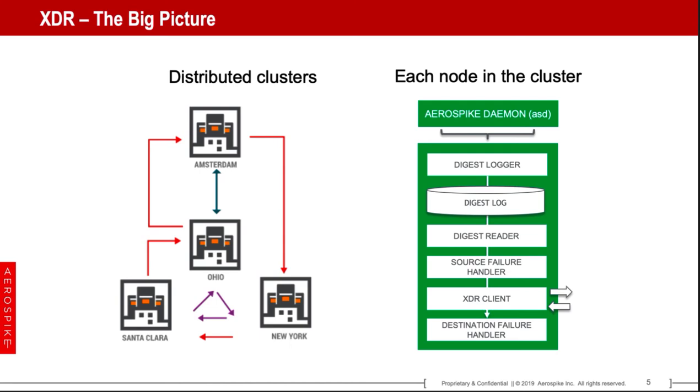On the right, we have an internal view of some of the XDR components. The Aerospike daemon, ASD, invokes the digest logger when a write occurs. The logger inserts data into the digest log. Separately, there are 4 threads that manage the digest log: the digest reader, the source failure handler, the XDR client which communicates with remote clusters, and the destination failure handler.